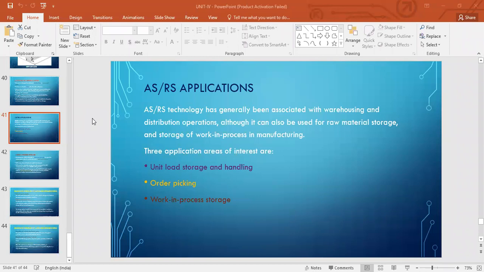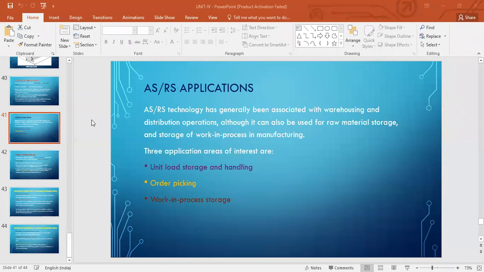So you see, we had discussed automated storage and retrieval systems in the last class, right? So it's a continuation of that. Where are we going to apply it? What are the applications of automated storage and retrieval systems?